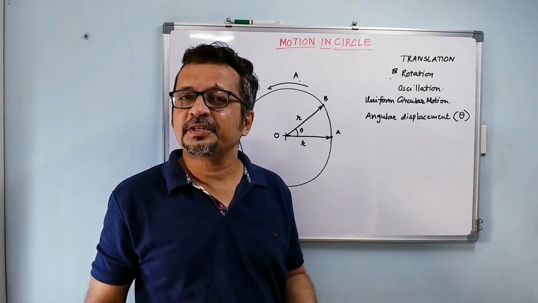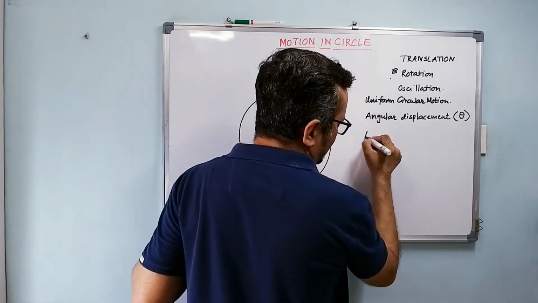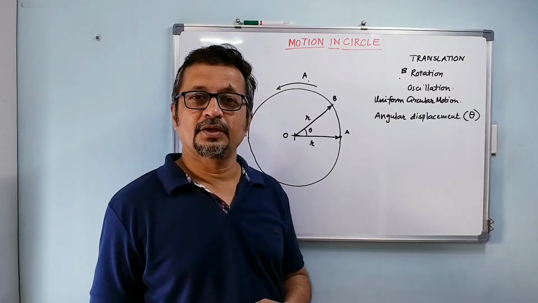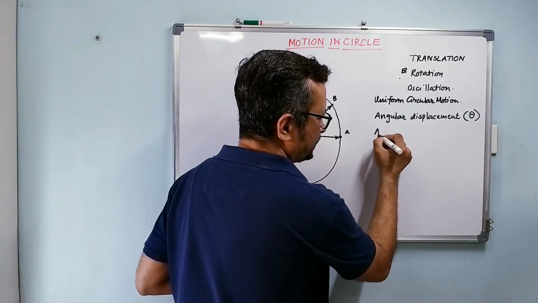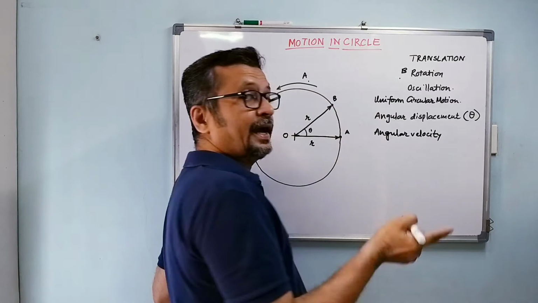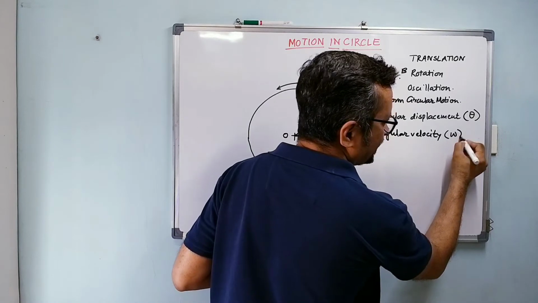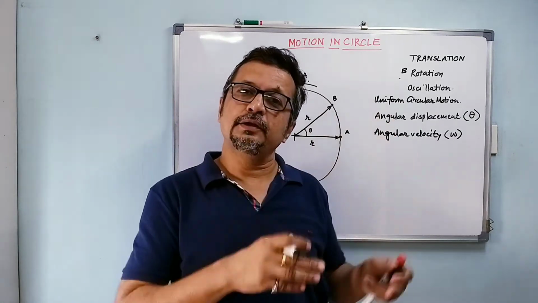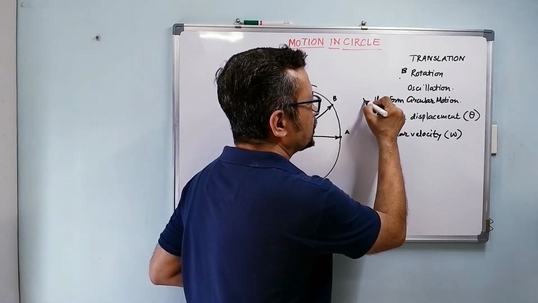So if my angular displacement is changing with time, that means there is some angular velocity, correct? So I have angular velocity here. And like my angular displacement is denoted by a Greek alphabet theta, I am going to indicate this as omega, right? Omega, again it is a Greek alphabet. So now again, if my angular velocity is constant, then that means the particle is performing uniform circular motion.